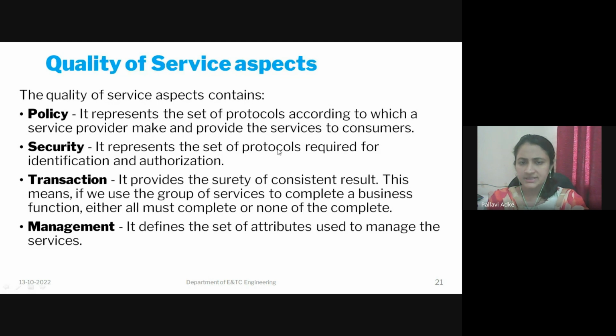It represents the set of protocols required for identification and authorization. How will you check? An OTP comes over to your mobile, right? So that person is you only, and you have asked for that product. So you are the same service consumer who has asked for this product. In that way, they are checking the security.